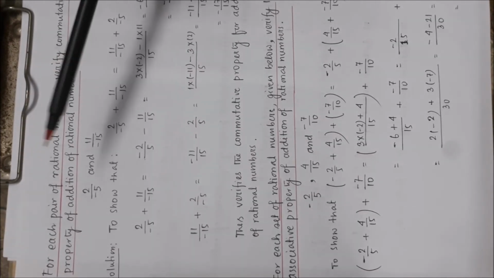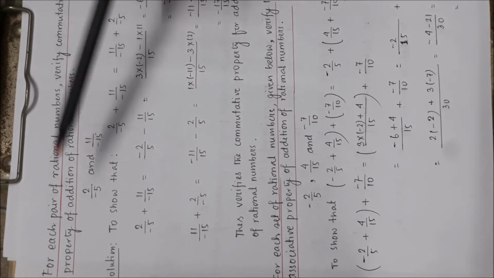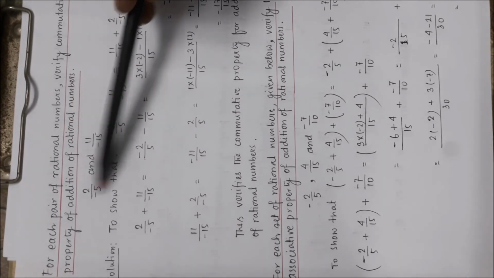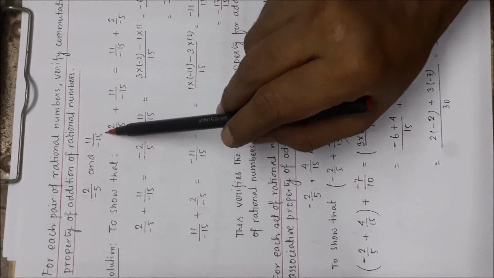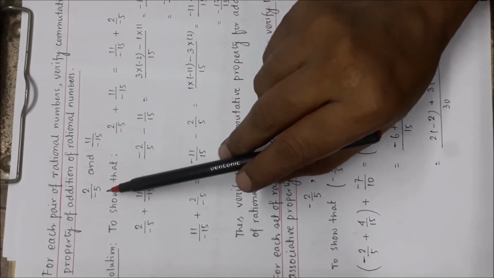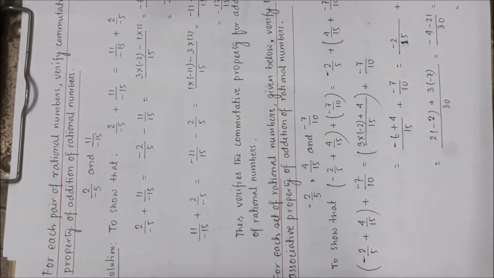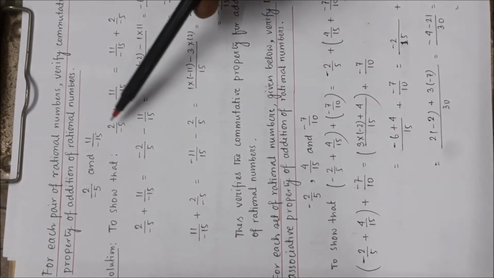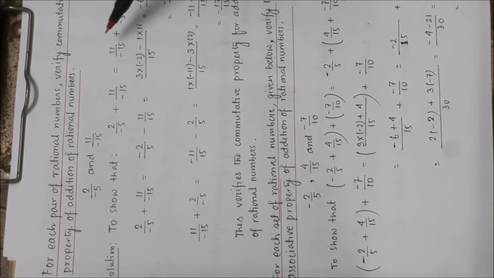Next sum is, for each pair of rational numbers, verify commutative property of addition of rational number. Two numbers are given. One is 2 by minus 5 and another is 11 by minus 15. Now, what is the commutative property? If you add these two, you will get a sum. It will remain the same if you interchange their position. That means to show that, we need to prove 2 by minus 5 plus 11 by minus 15 is equal to 11 by minus 15 plus 2 by minus 5.